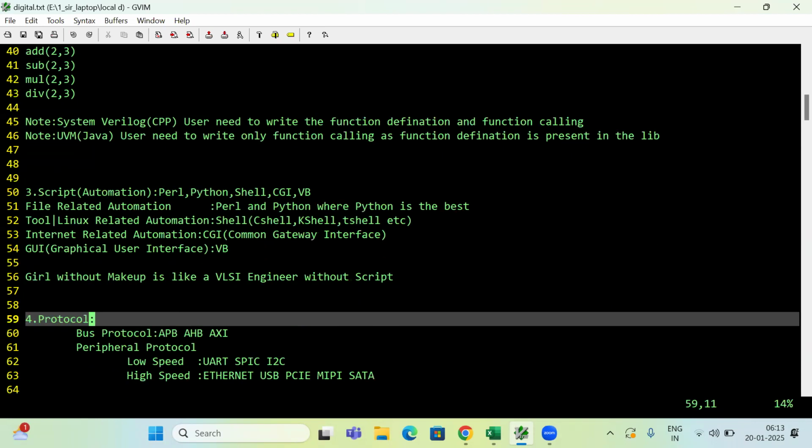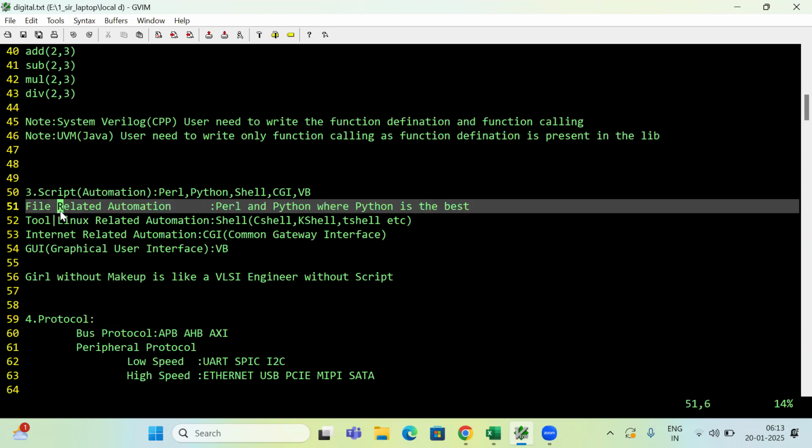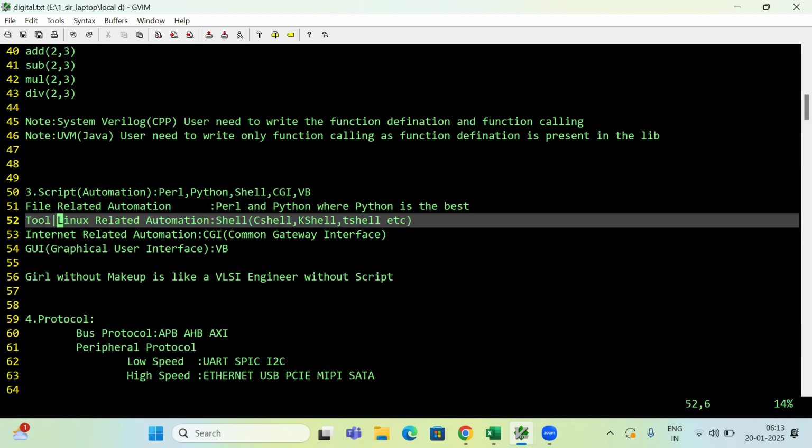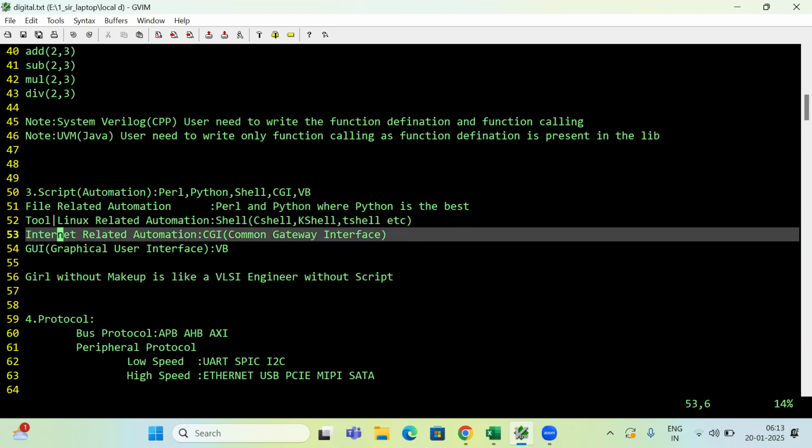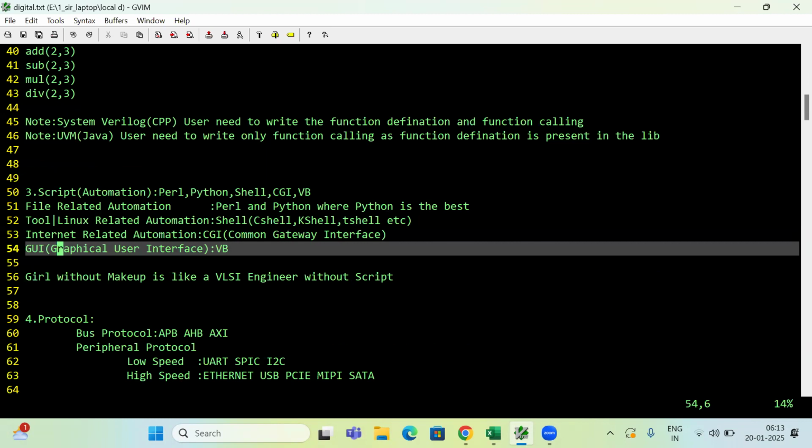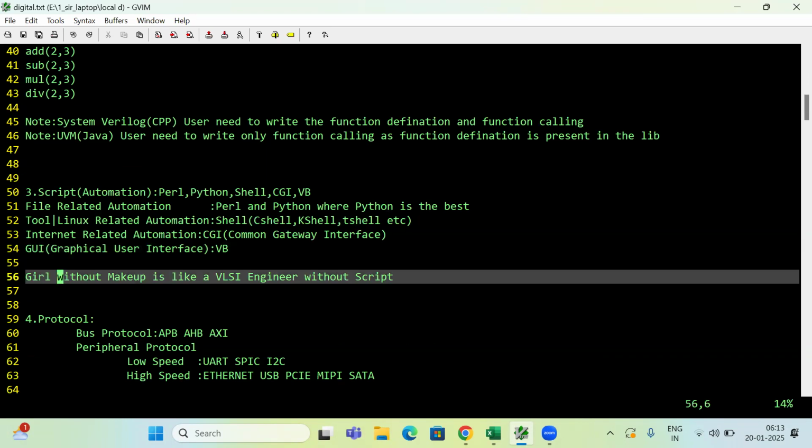Next, you need to study the scripts. There are different scripts, Perl, Python, Shell, CGI, VB. See, every language has limitations. So for file related automations, Perl and Python are good. For tools, Shell will be good. For internet based, CGI, and for graphical GUI, VB will be good.